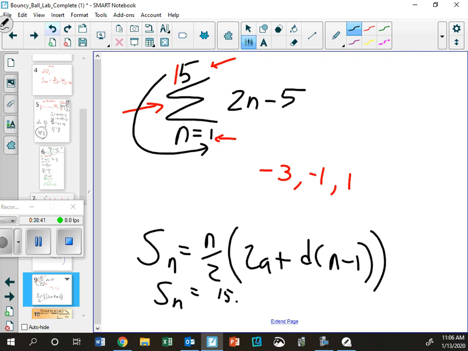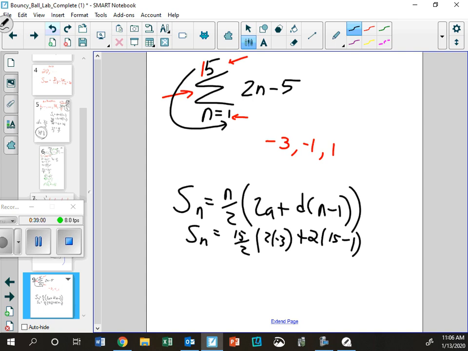So 15 divided by 2. And then 2a, well, 2 times what was the first starting value? 2 times negative 3 plus d, what was the common difference? What was it going up each time? 2. And then n minus 1, how many terms were there again? 15. There we go. And if you multiply that all out, you'd have your answer of what they added up to.